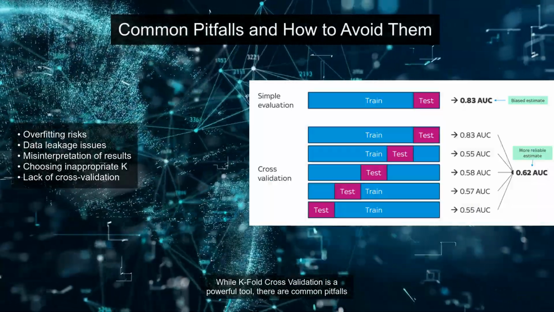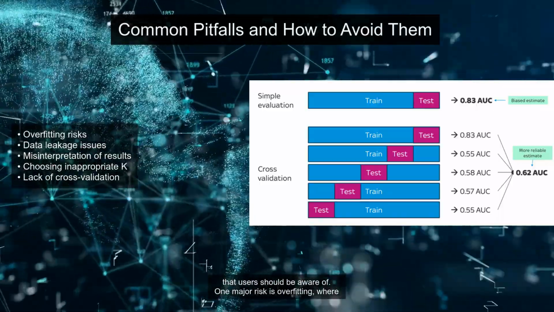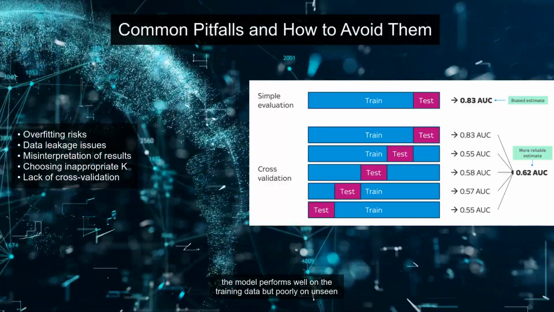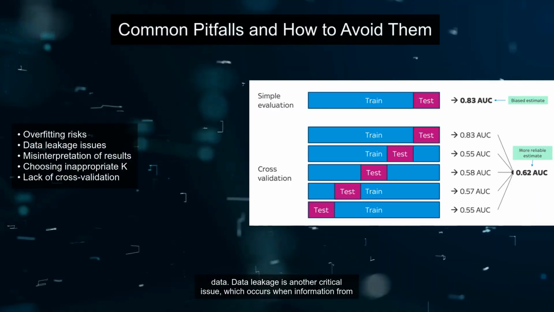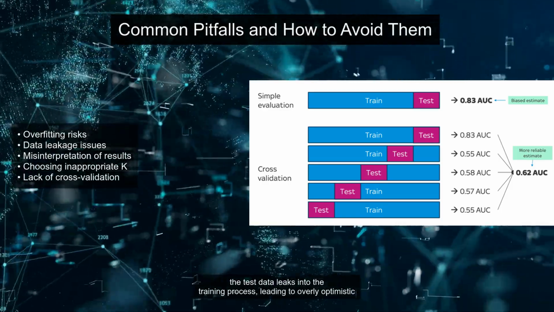While k-fold cross-validation is a powerful tool, there are common pitfalls that users should be aware of. One major risk is overfitting, where the model performs well on the training data but poorly on unseen data. Data leakage is another critical issue, which occurs when information from the test data leaks into the training process, leading to overly optimistic performance metrics.